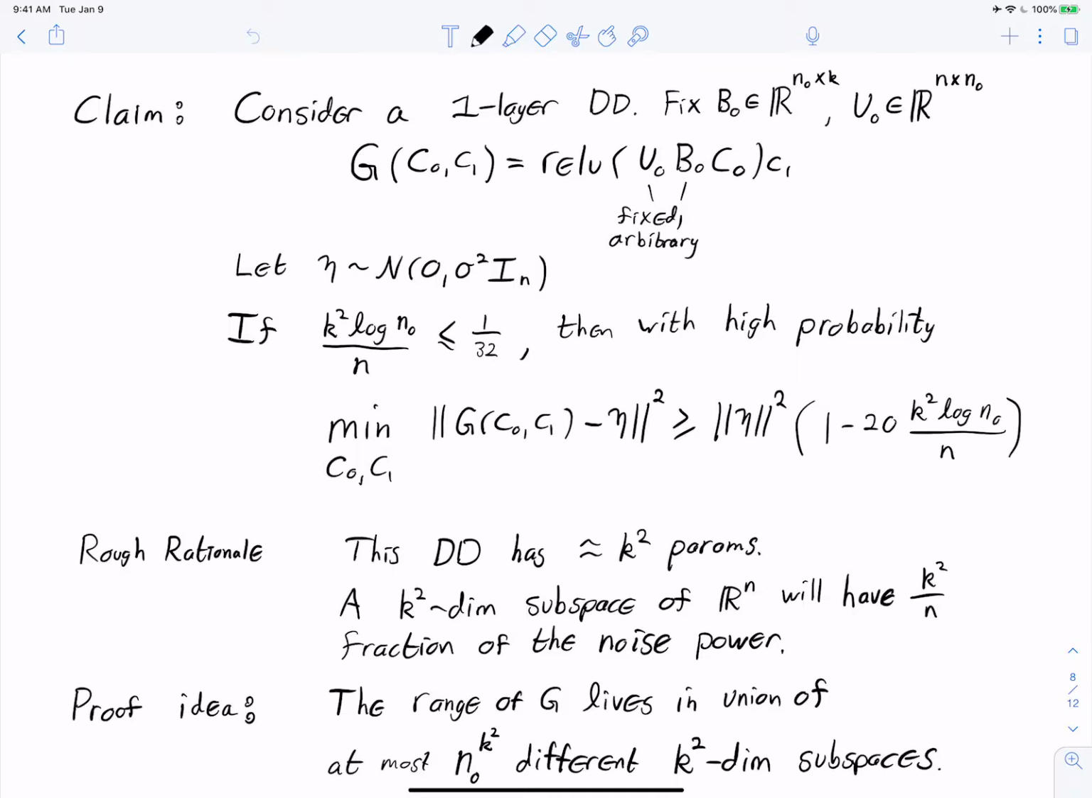Now, this claim, as proven, is only stated for the one-layer deep decoder. The argument can be extended for two-layer deep decoders, but no proof is currently known for extending this to a deep decoder of an arbitrary number of layers, and this would be an area of exciting development for the field.